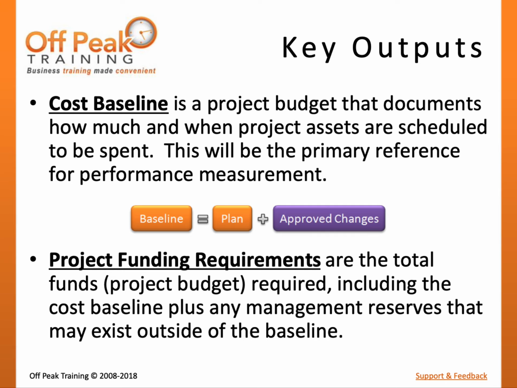The total project budget is represented by a second output, the project funding requirements. The project funding requirements are the total funds that should be allocated to the project, including the cost baseline, plus any management reserves that have been allocated for unidentified risks outside of the baseline.